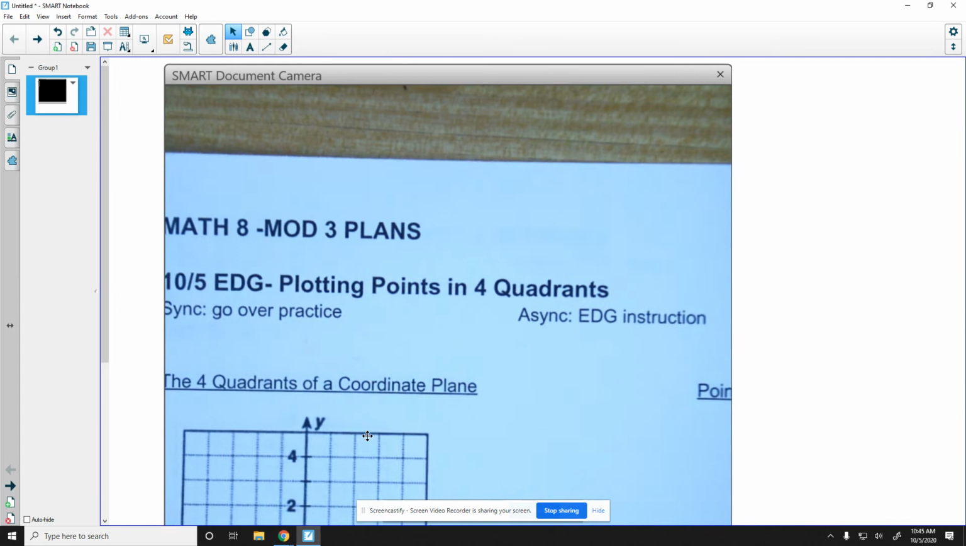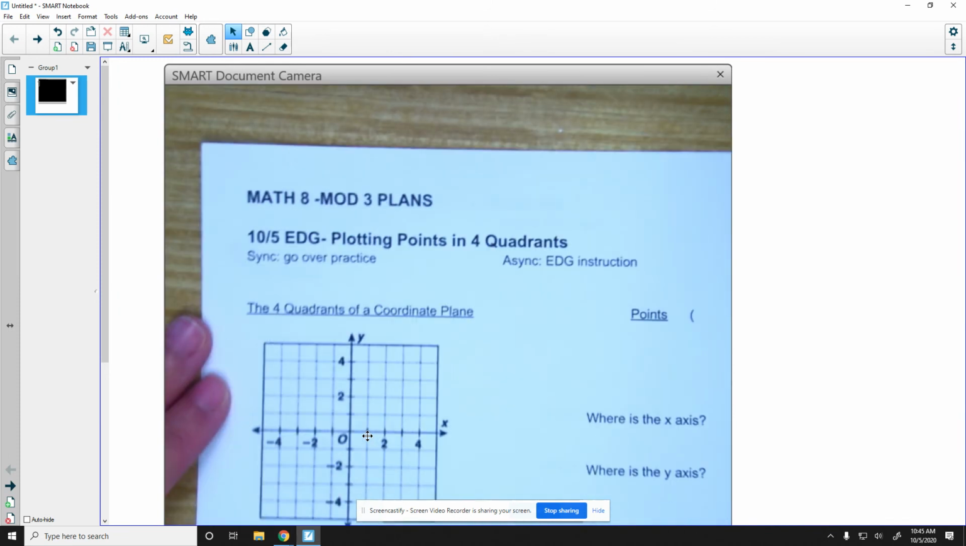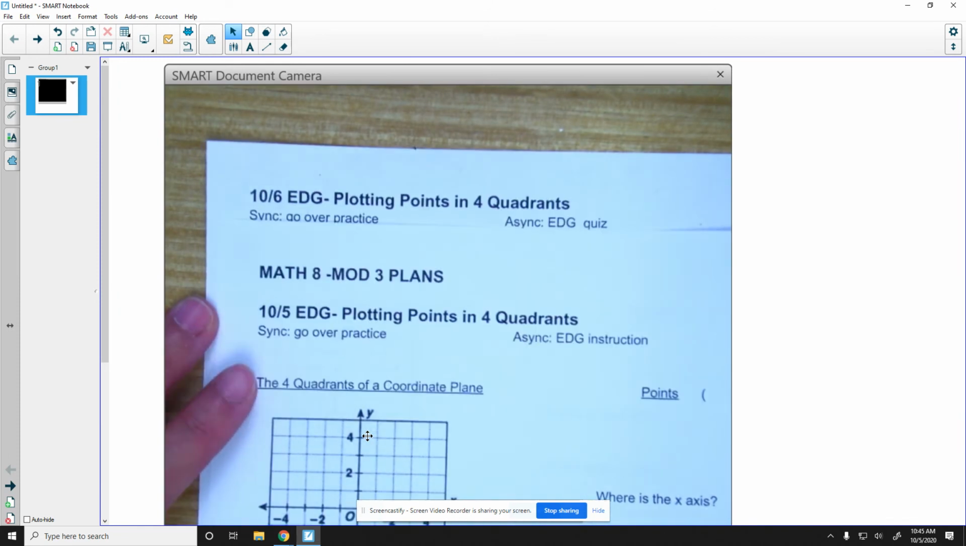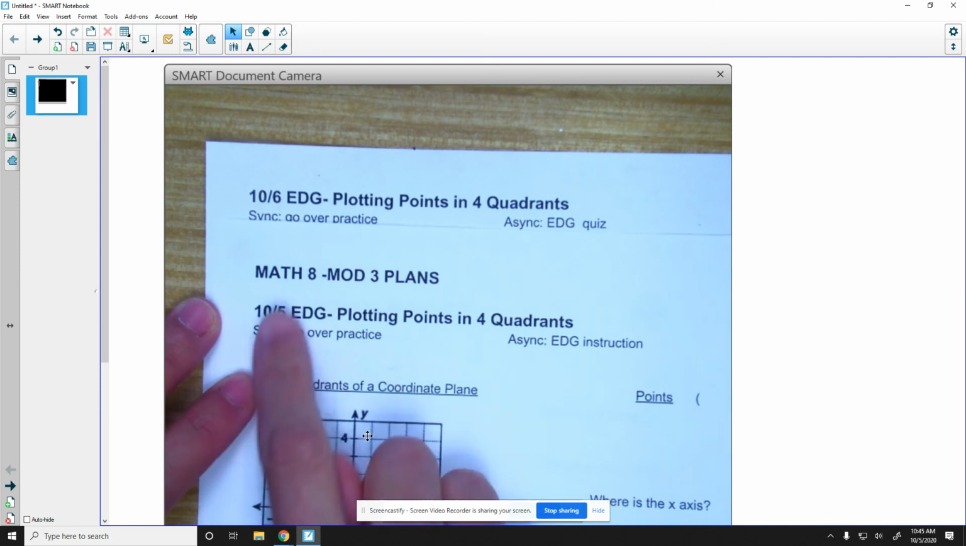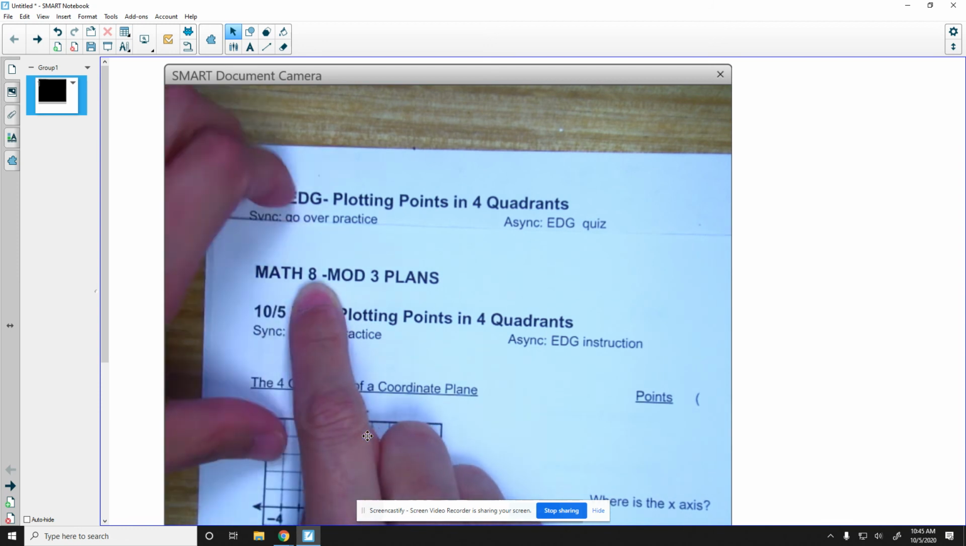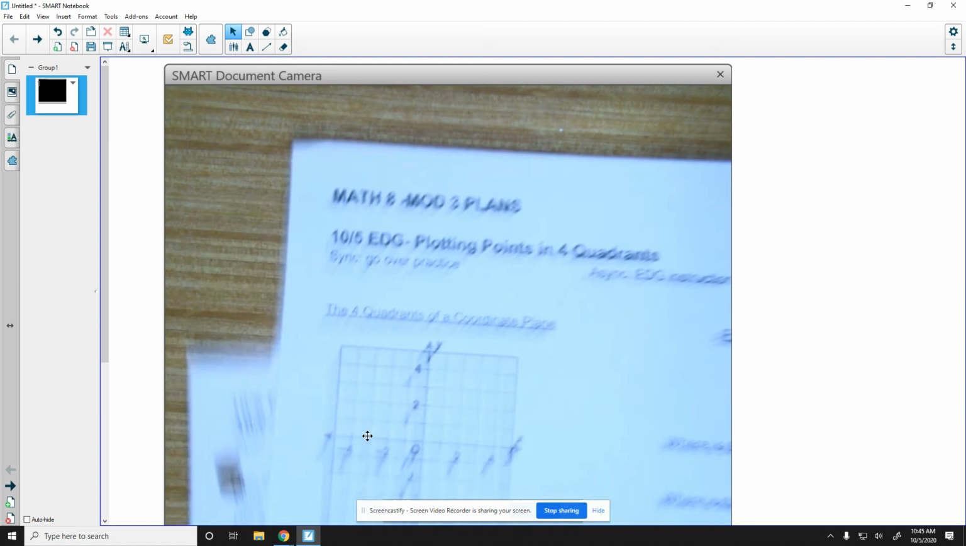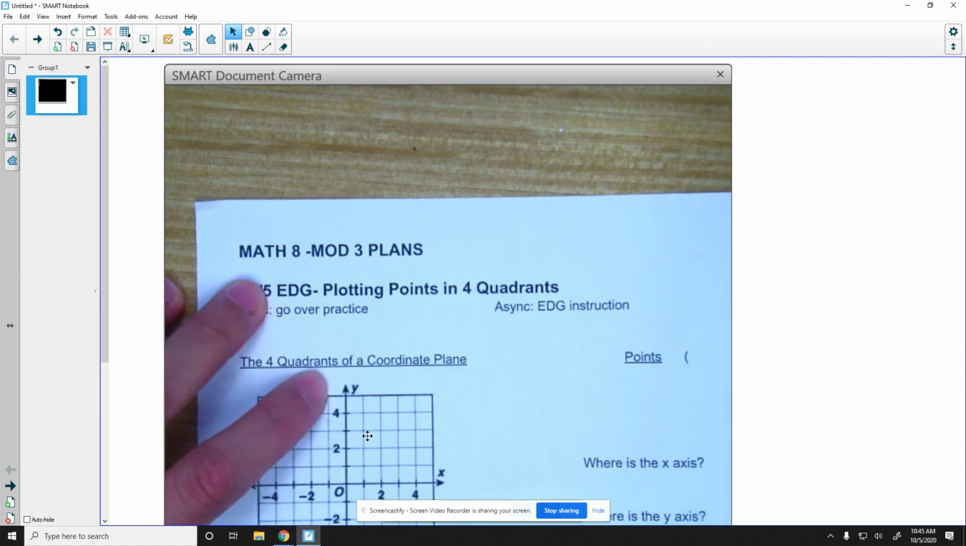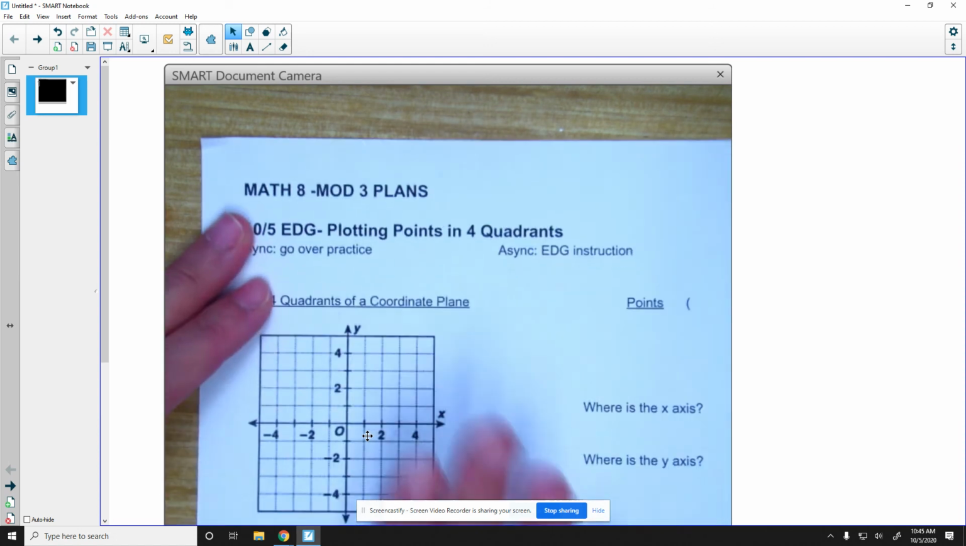You guys have two papers in front of you, and they look almost exactly the same. What you need to do is look for the paper that says Math 8 on top. There's only one paper that says Math 8 on top. We're doing that paper first. That's the first page.